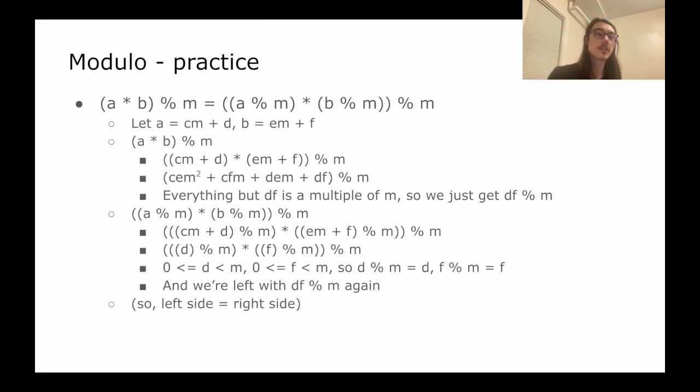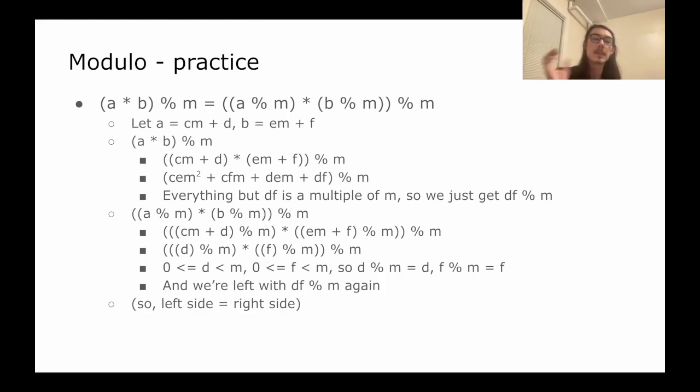So I'll do the hardest one, the rest follow more easily. So we'll expand out the left and right side and show that they're equal. So first we say that A is equal to Cm plus D, this representation, and B is equal to Em plus F. So we will compute the left side first.